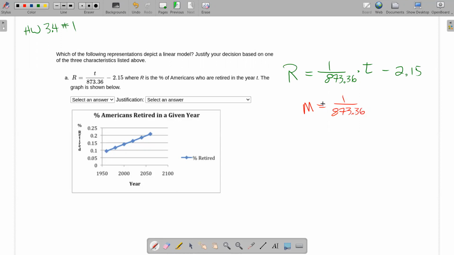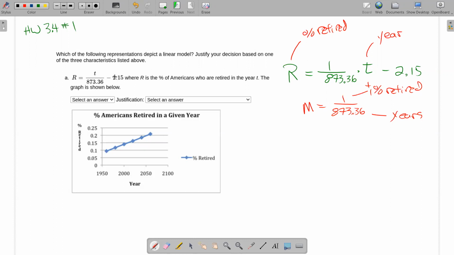And so I could state what it means just by figuring out what R is and then what T is. So let's see, which of the following represents? We've got R, percent of Americans are retired. So this is percent retired. And T is the year. So looking at this fraction, the dependent variable is always the numerator. So that would be 1% or plus 1% retired. And this would be years gone by. So number of years. So this slope tells me that the percent of people in the US that retire increases by 1% every 873.36 years. Whoa, okay, that's what it says.